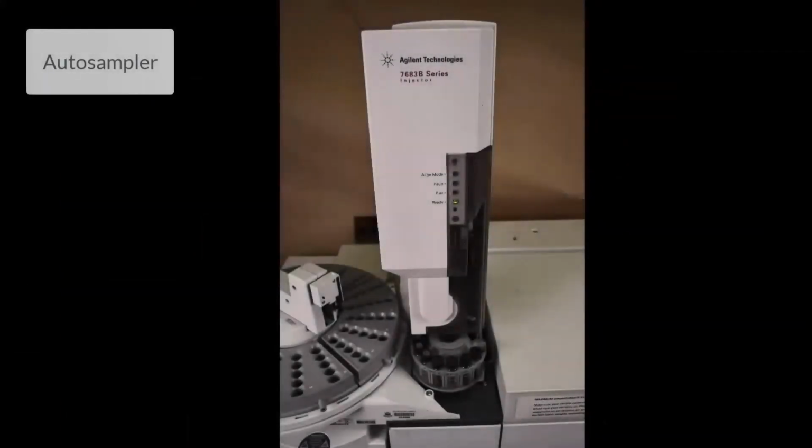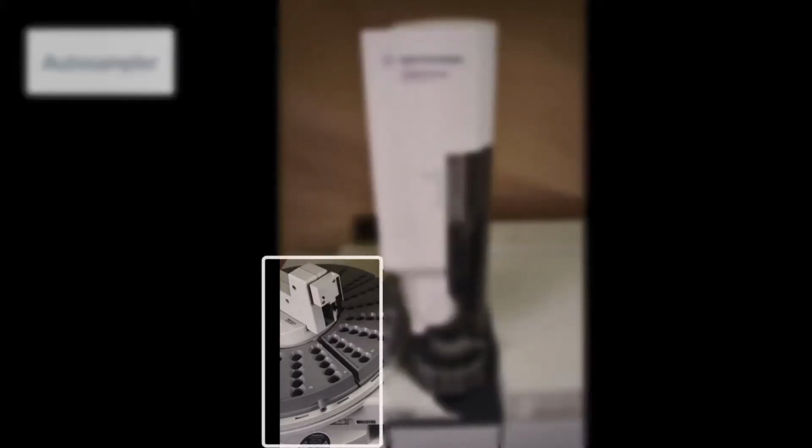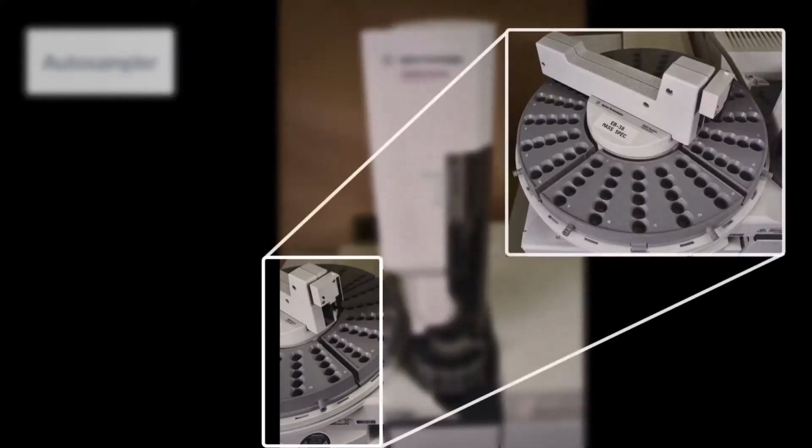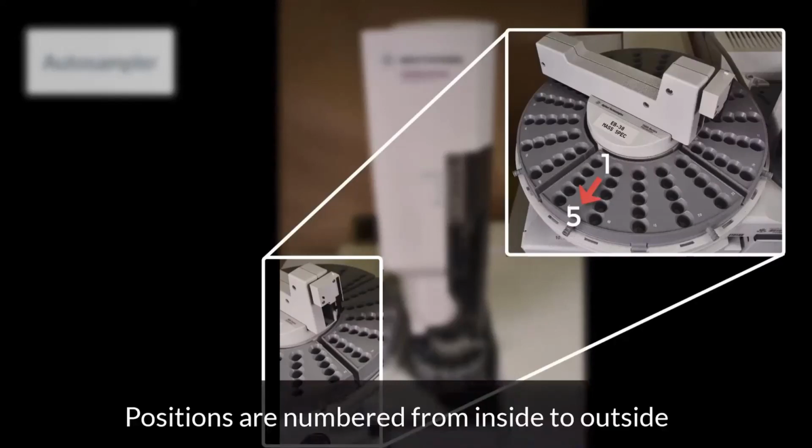The autosampler allows for fast sample introduction, as well as multiple injections done by the instrument itself. Here is the sample tray. Note that each position is numbered. Position numbers on the autosampler allow us to tell the instrument when and what sample to inject.